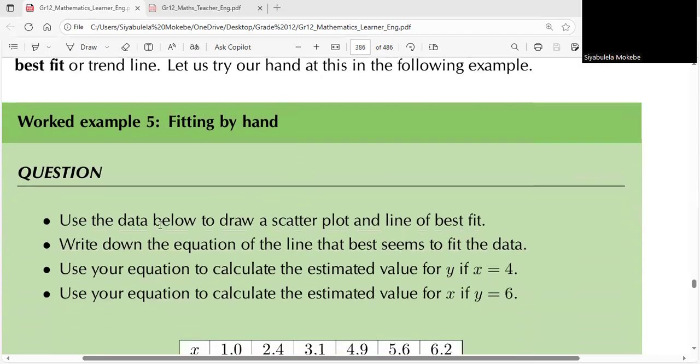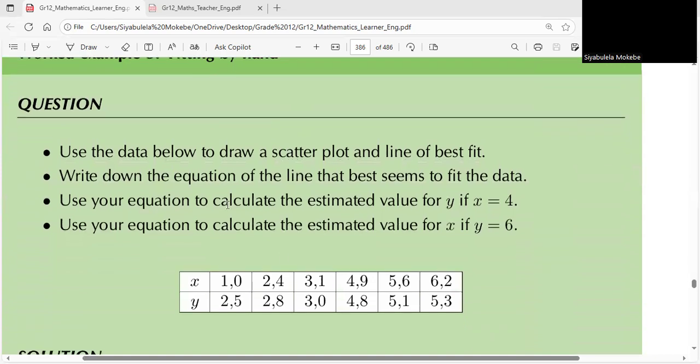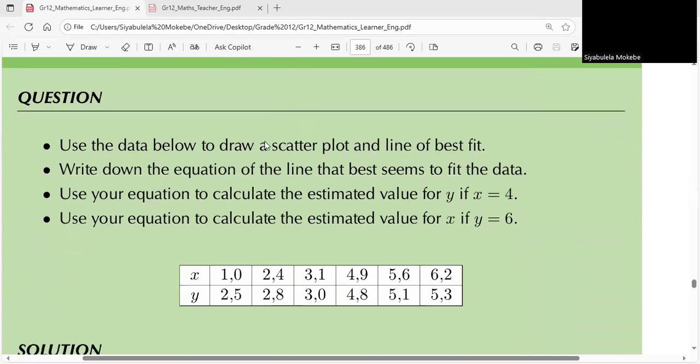Use the data below to draw a scatter plot and the line of best fit. Write down the equation of the line that best seems to fit the data. Use your equation to calculate the estimated value for y if x is 4, then x if y is 6.